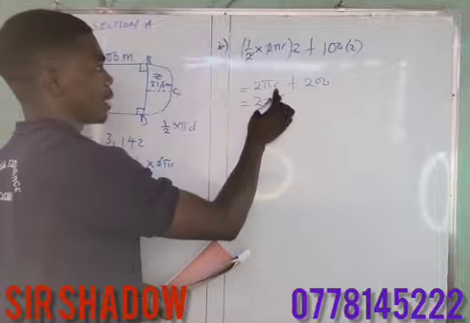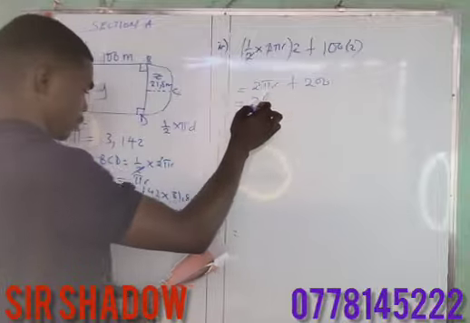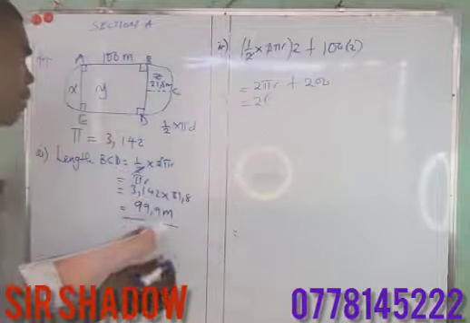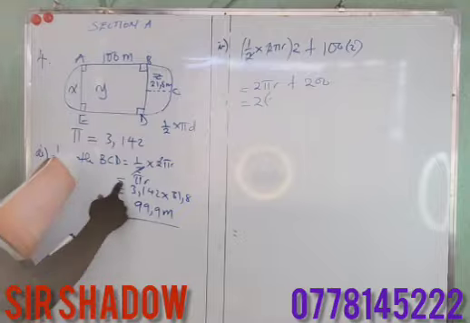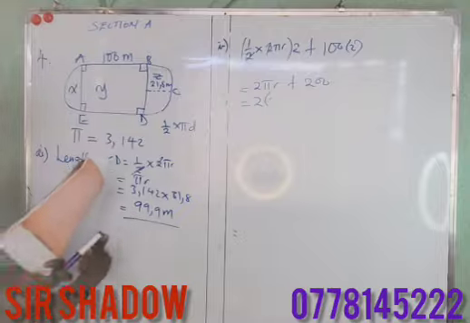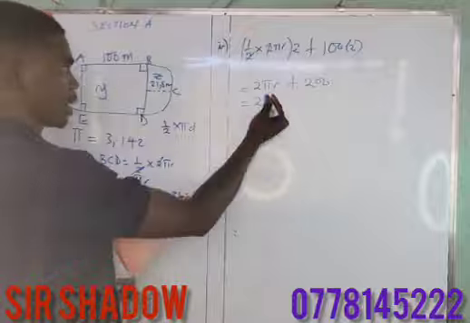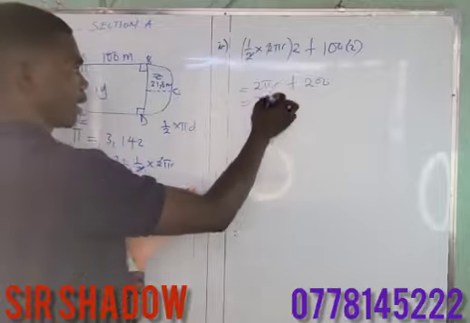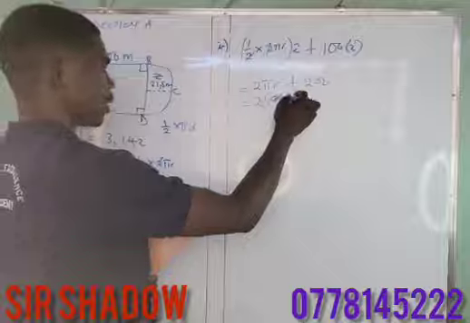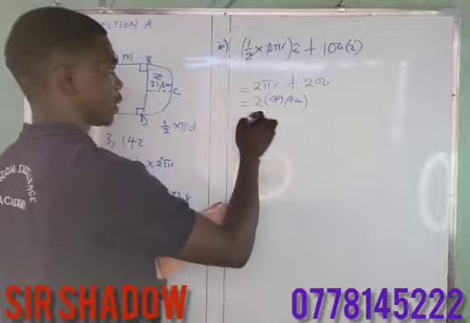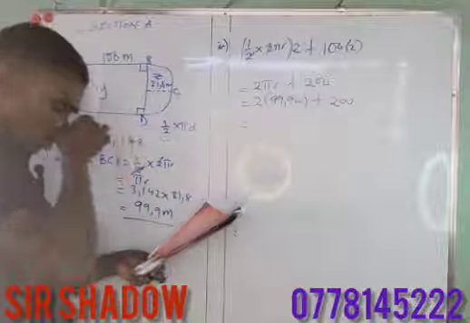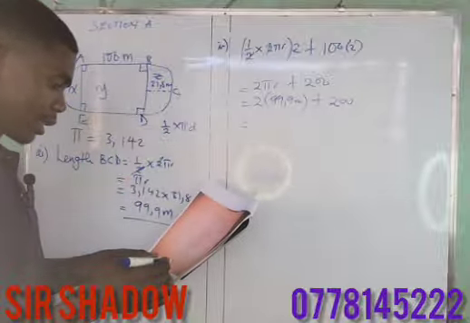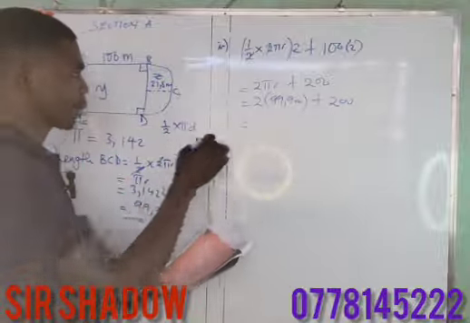But 2 multiplied by pi, remember 2 pi r, this is from pi r. You can just multiply this one by 2, but this one is pi r. Pi r is here, 99.9 meters plus 200. This is equal to 2 multiplied by 99.9, to give us 199.8.